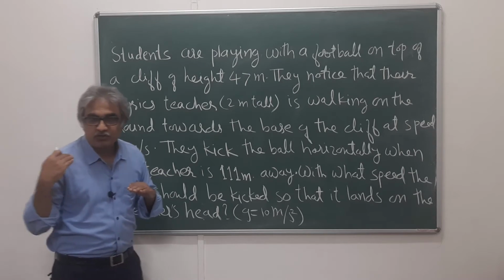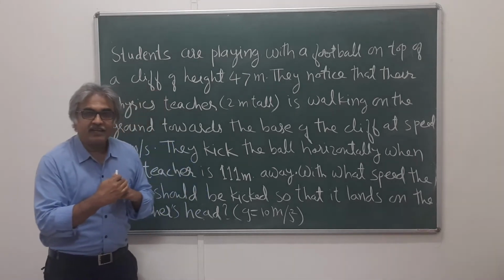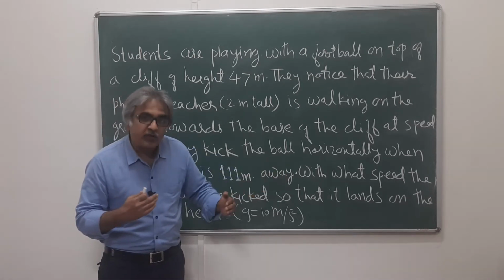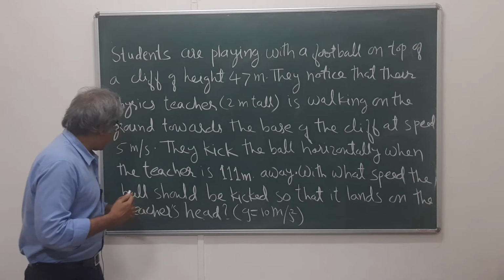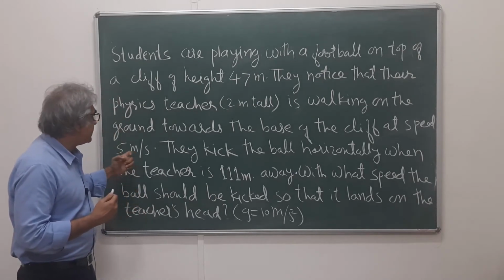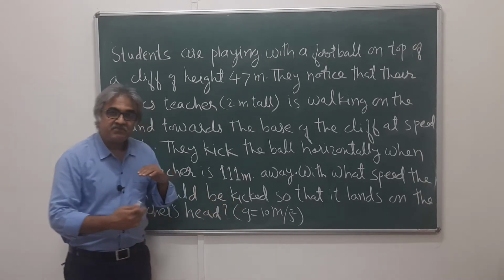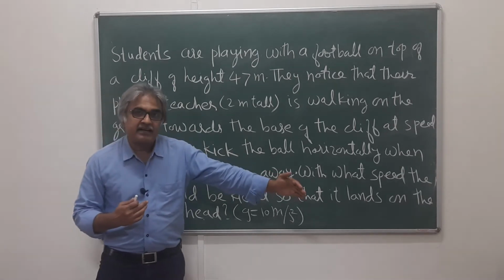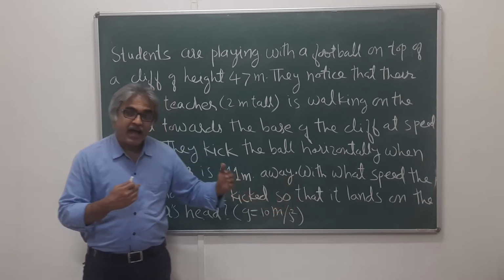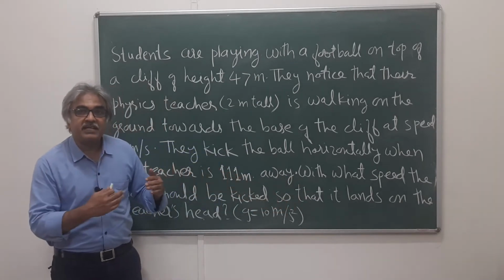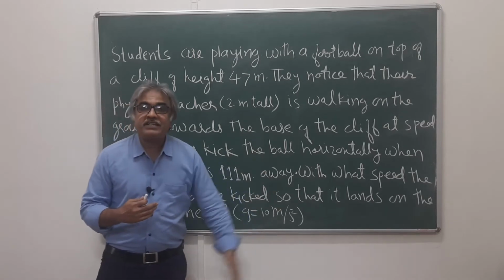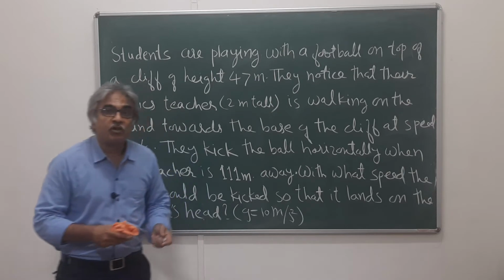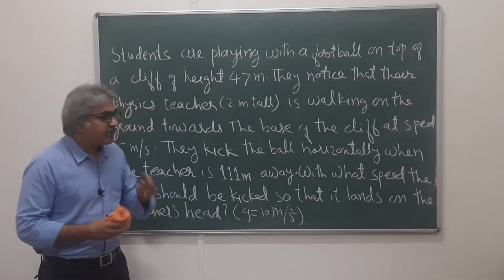That means the ball should fly in the horizontal direction at what velocity, such that the teacher, who is walking towards the base at the speed of 5 meters per second, is hit. The ball is kicked when the teacher is 111 meters from the cliff, and the velocity should be such that the ball lands on the teacher's head. Okay, so that's the situation. So what is the velocity with which the ball should be kicked? That's the question. So let me make a sketch.